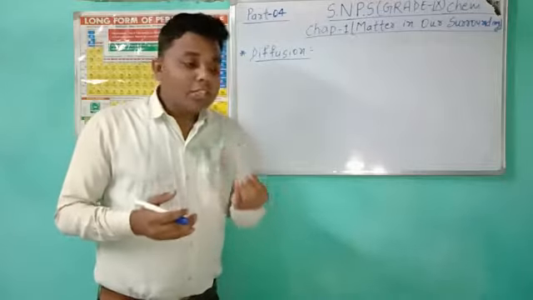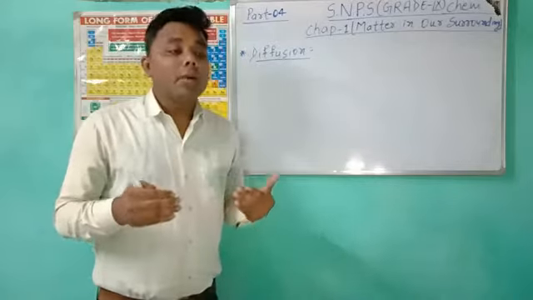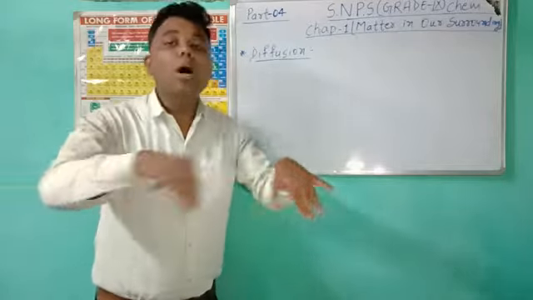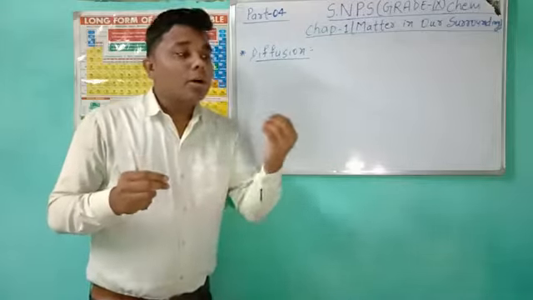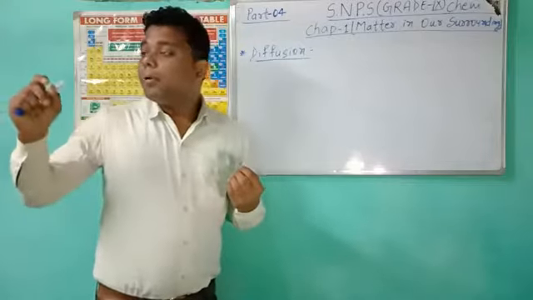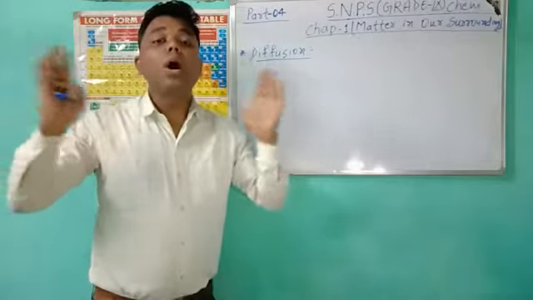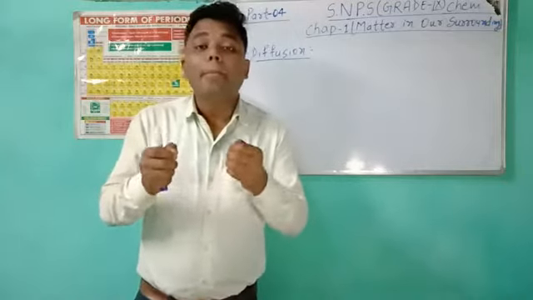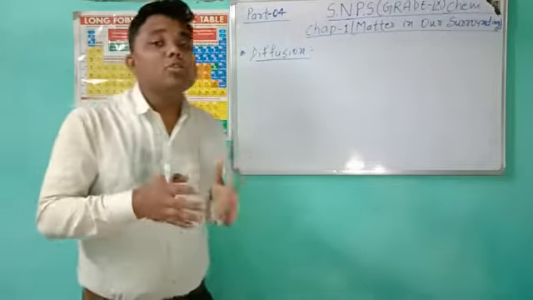If we take some copper sulfate and dissolve it in water, after some time the color of the copper sulfate spreads throughout the water. This is called diffusion. If we burn an incense stick, which we call agarbatti, in a corner of a room, it spreads throughout the room and we can smell the fragrance of the incense stick. So these are examples of diffusion.